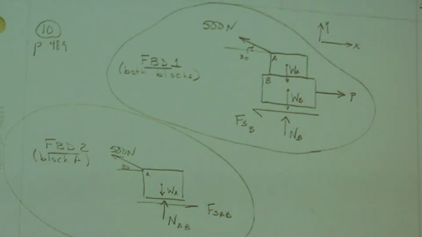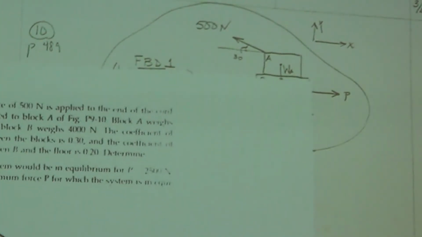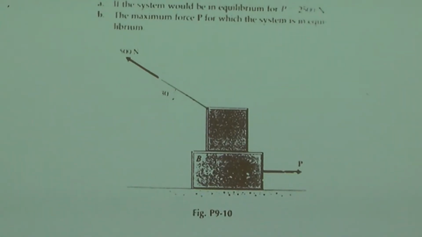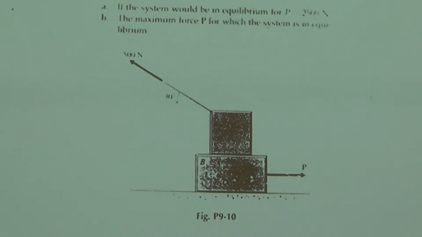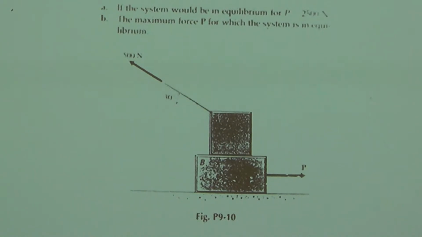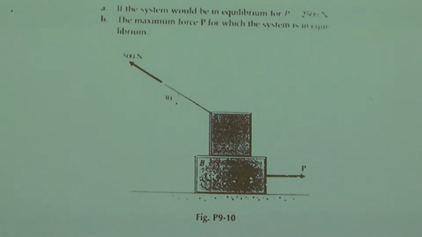Jose asks, are we just assuming a direction for the friction on B? Yeah, that's a good point. We need to think about that, right? So let's take a look at the picture. When we do friction, we have to figure out which direction is the impending motion. Which way is it about to move? That's the only way I can determine which way my frictional force goes, right? So let's look at this.